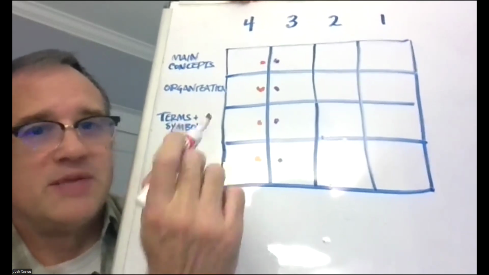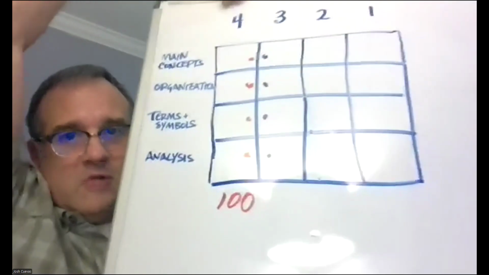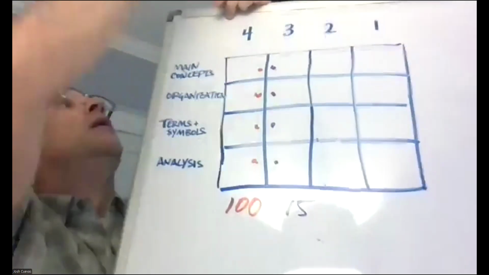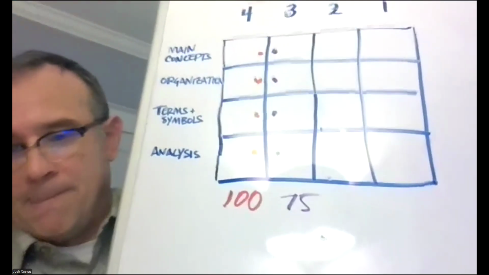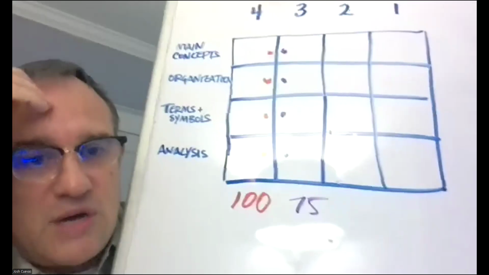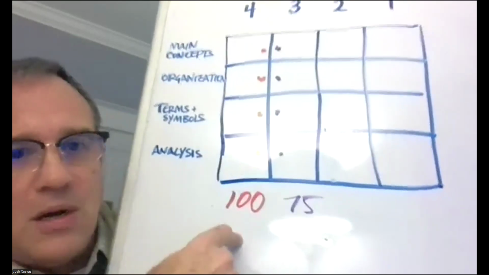What's the score for the red? 100. What grade did the purple teacher give? 75. What do we think about that inter-rater reliability? Not good. That's not good. That's more than 2 letter grades off. That's 25% off between here and here.